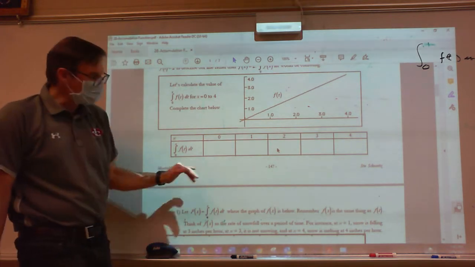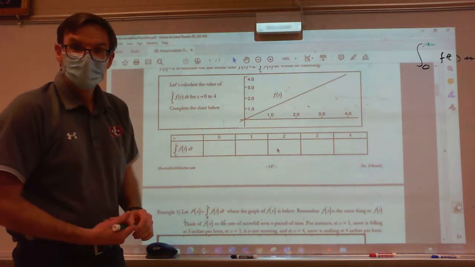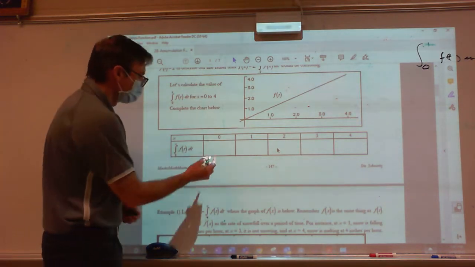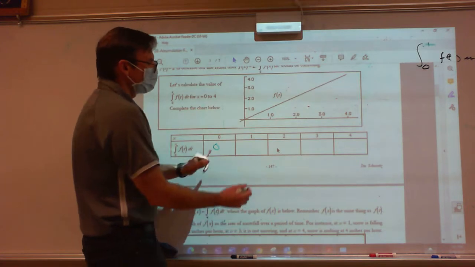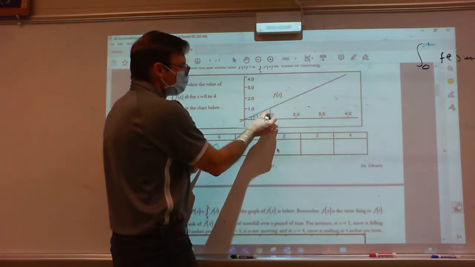I want to accumulate area from 0 to 0. So if I haven't gone anywhere, what's my accumulated area? 0. All right, now we go to 1. So I'm going to accumulate area. Imagine little rectangles add up to here. And so now I'm looking for that area.